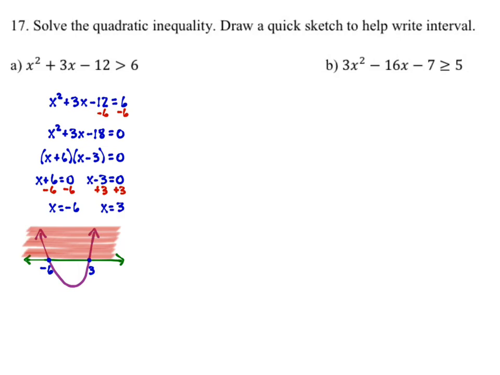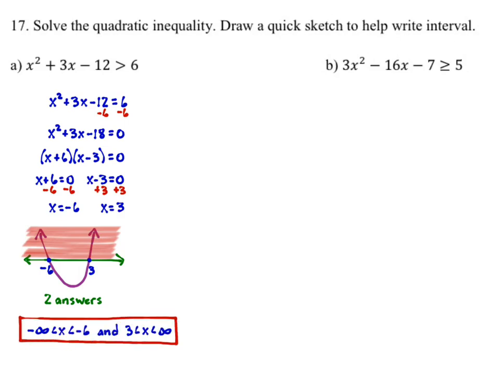There's 2 pieces. The first piece is from negative infinity to negative 6. So we'd say negative infinity less than x less than negative 6. And the second part is 3 is less than x is less than infinity. And again, we don't put the equal signs here because the original didn't have the equal sign. For part B, it's the same thing. We're going to treat it as if they are equal to each other. We're going to solve for 0.